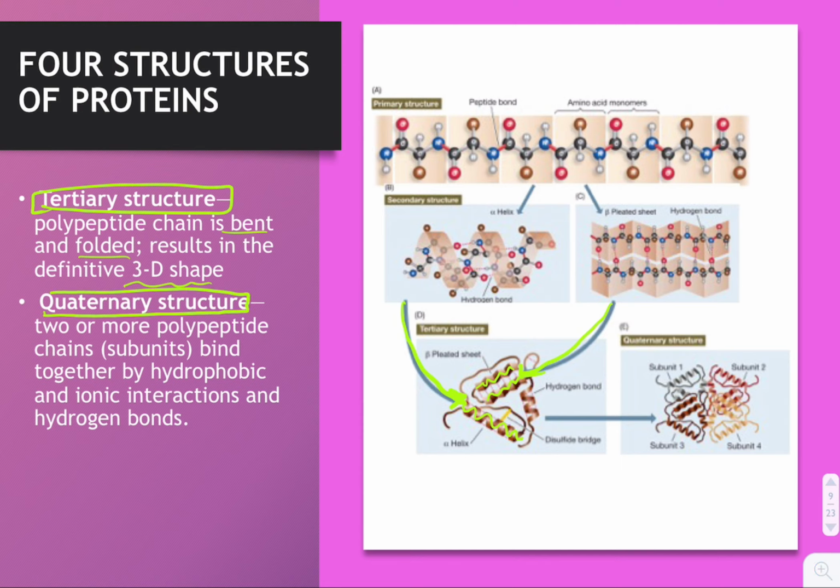Versus quaternary structure, that's when you have two or more polypeptide chains that bind together by hydrophobic and ionic interactions and hydrogen bonds. So if we look at this quaternary structure, and again, you can see this better in your textbook, you can see that there are different subunits. So we have maybe this gray polypeptide, and then we have this red polypeptide, and this brown one, and then this yellow one. So those are different polypeptide chains, each with their own tertiary structures within it, right? Interacting with each other to build this protein complex, right? And that's going to be the quaternary structure.